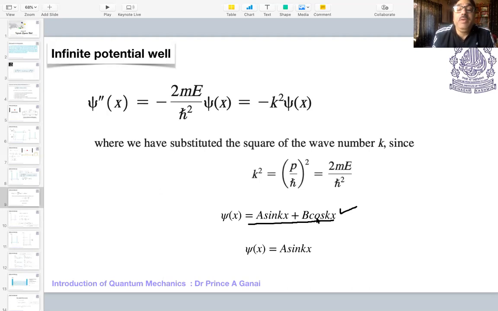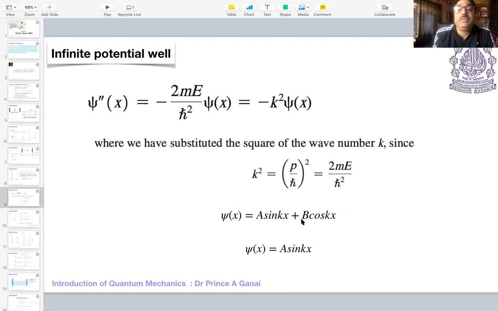Anyway, this B cos of kx, if x is equal to 0, then you will see that psi of x will not be 0 because cos 0 is 1. So there I will be left with B. And that I don't want. I want psi of x to be 0 at x equal to 0. The only way that can make sense is that B is 0 all the time. So I choose B as 0 so that it makes sense.